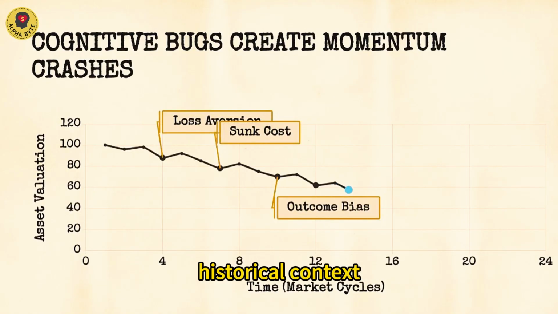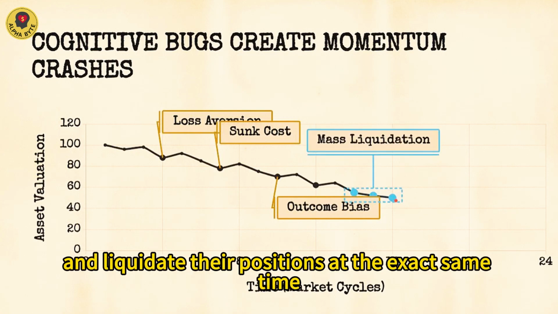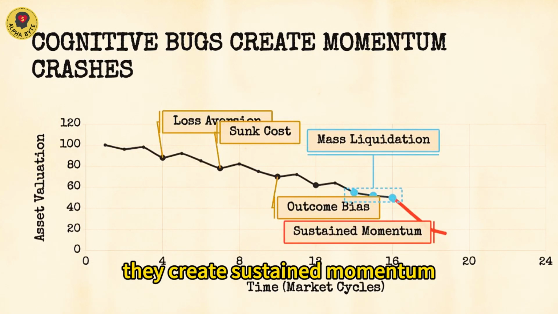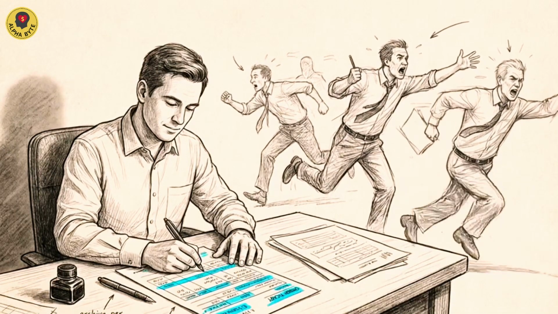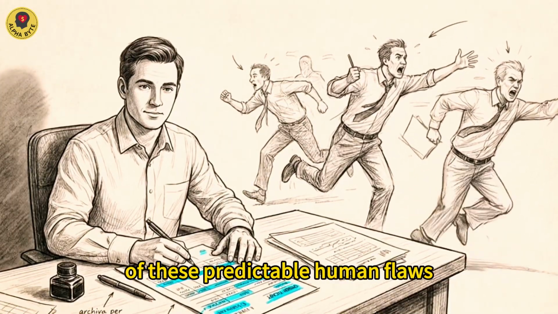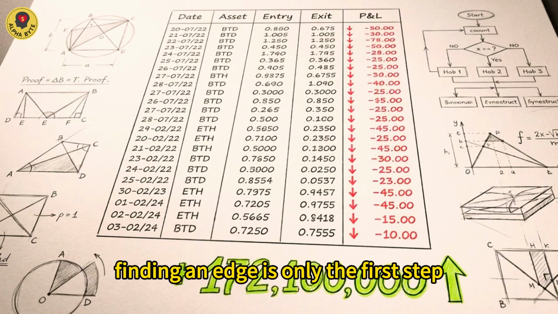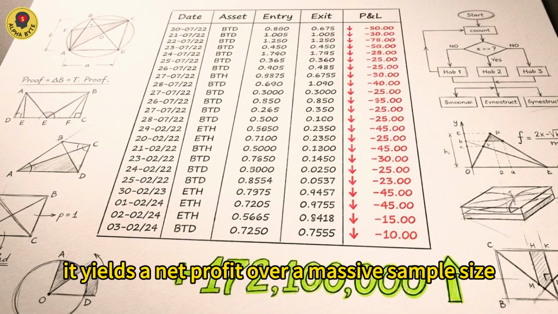When large groups of traders panic and liquidate their positions at the exact same time due to these biases, they create sustained momentum. Trend followers do not create the trends. The algorithm's true edge is simply the mathematical exploitation of these predictable human flaws. Finding an edge is only the first step. A system must have positive expectancy, meaning it yields a net profit over a massive sample size.